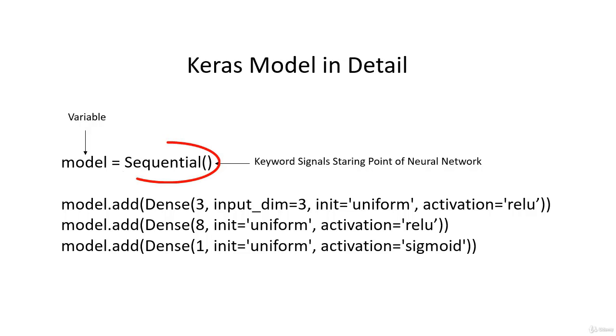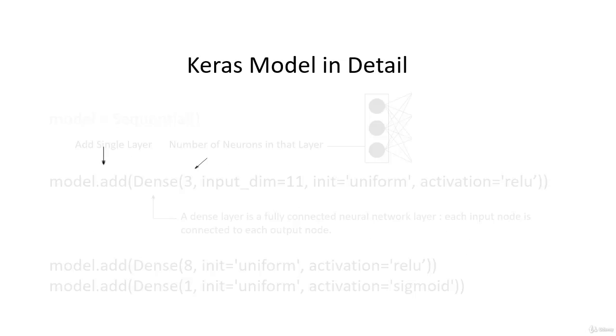The word sequential is a keyword. It tells Python, everything I write after this keyword is going to be my neural network. Think of the word sequential as a container for your model.